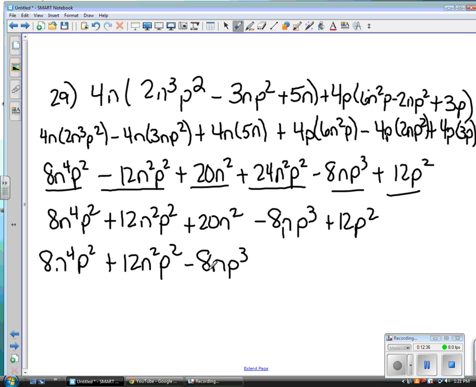So I'm putting the negative 8np cubed in front of the 20n squared, because this had a degree of 4, this has a degree of 2. Questions? Okay, skipping down to questions 31 through 41.